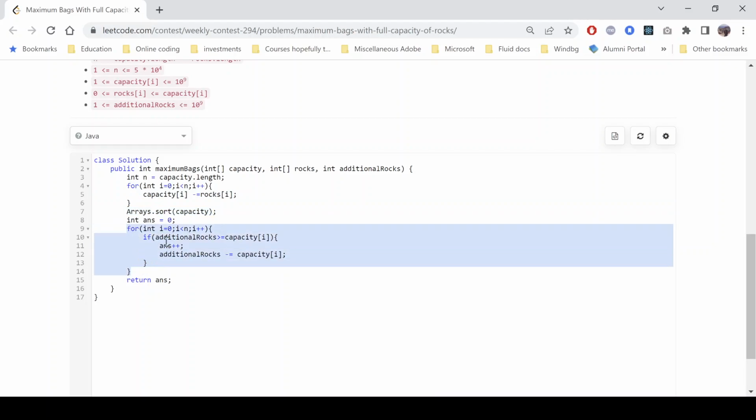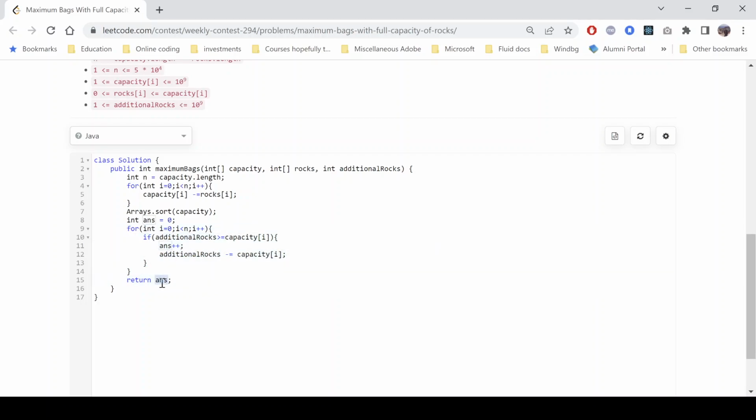All we need to do is check whether the number of rocks that we have right now is greater than or equal to capacity of I. If this condition is satisfied, that means this bag can be filled. So we increment the answer and decrement the number of rocks that we have now, so additional rocks minus equals capacity of I. We run this loop and finally we return the answer.